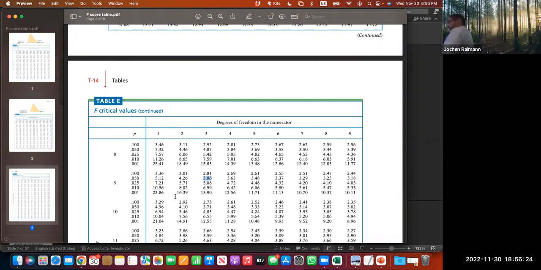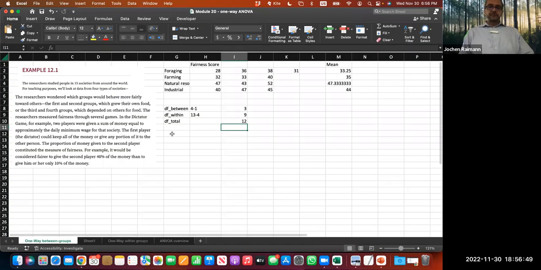Okay. I know it looks a little busy, but if you go systematically to understand what the numerator is, what the denominator is, you just have to, again, look for the right column, look for the right row, and then just read it from the corresponding alpha, the p-value that you're willing to accept. So now your critical F is 3.86.